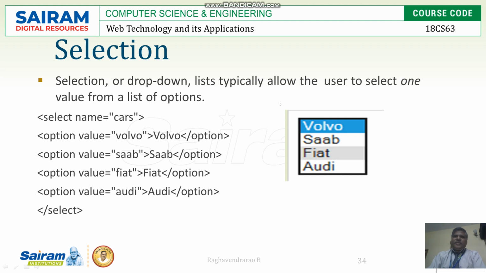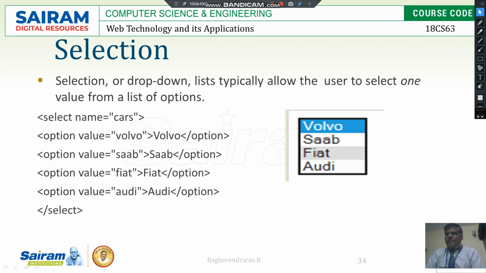Okay, let me see how the selection is going to be done in this. The selection has a drop down list. How it looks is basically by using this particular operation that is here. Now you can see the select name is there.